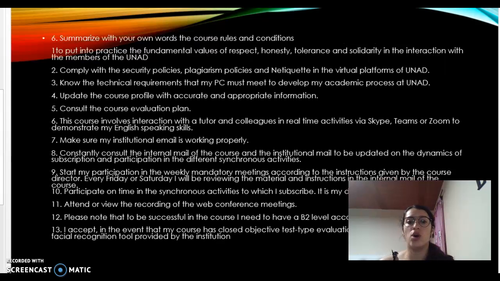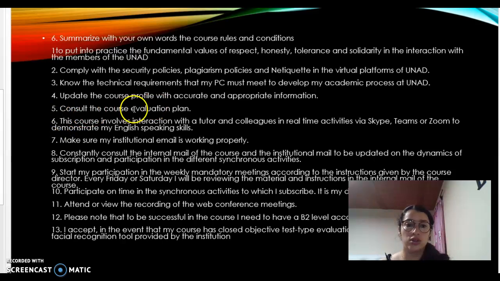Now, summarize in your own words the course rules and conditions. Number 1, to put into practice the fundamental values of respect, honesty, tolerance, and solidarity in the interaction with the members. Number 2, complying with the security policies, practical policies, and etiquette in the virtual platform. 3, the technical requirements that my PC must meet to develop my academic process in UNAD. 4, that the course provides current and prepared information.